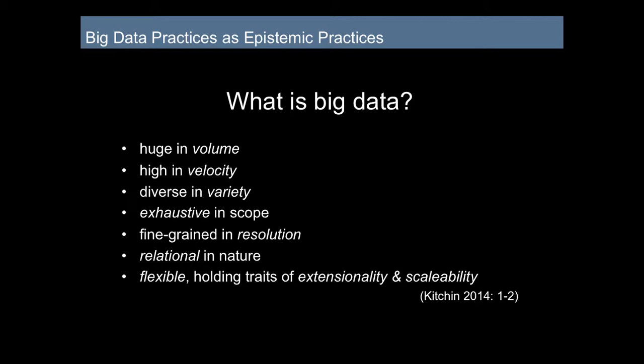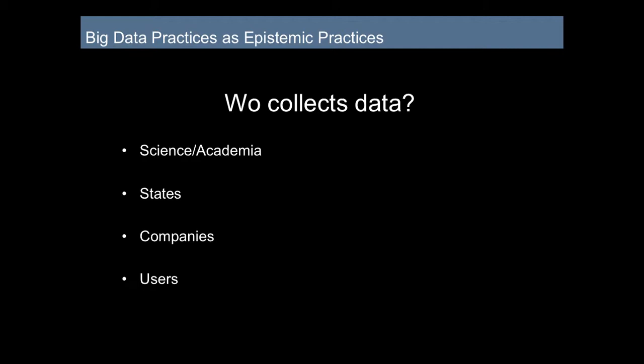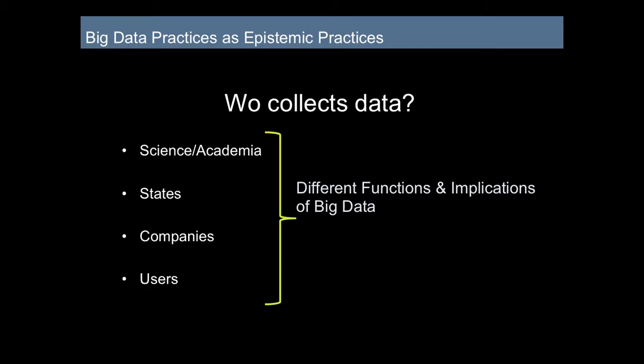So if we think about big data in these terms, I think what is important is that we also need to think about who collects big data or data in general. And I think we need to distinguish, broadly speaking, four different types of collectors: science and academia, states, companies, and users themselves. And it is important to notice these differences, because the data collection for these four different types of actors has very different functions and has very different implications. So what we need is very nuanced analysis.